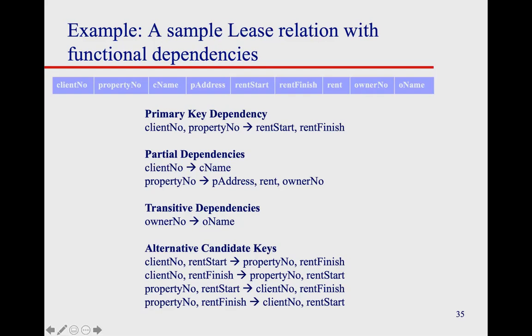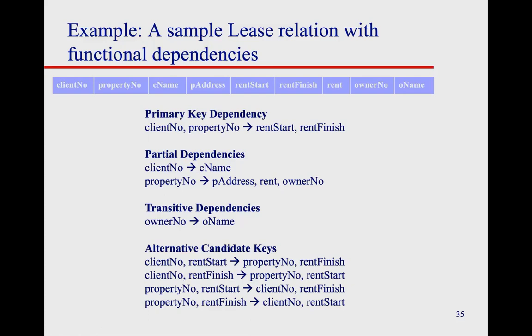Now, here's what I mean by partial dependencies. The client number by itself determines the client name. So notice that client name depends on only part of this primary key. It doesn't depend on the property number. It only depends on the client number. And the same thing for the property address, the rent, and the owner number. They only depend on the property number. They don't depend on the client number. So these two dependencies are partial dependencies because each of the left-hand sides is a subset of the primary key.